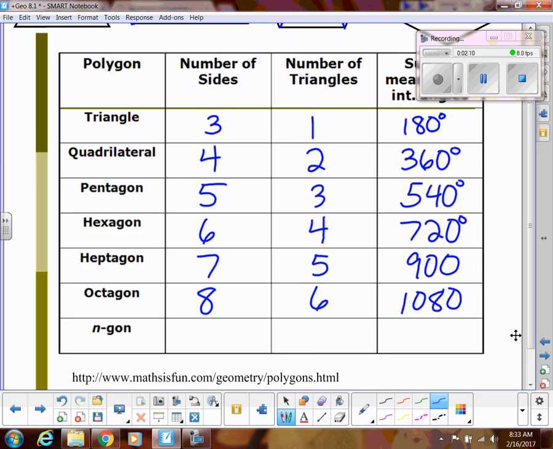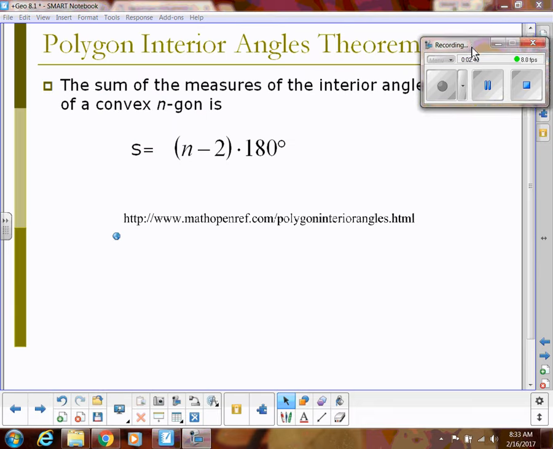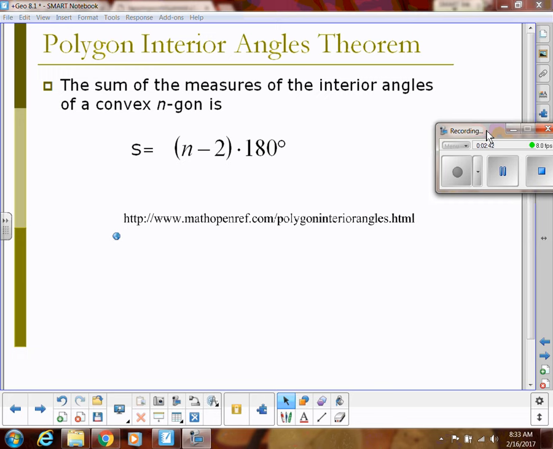So then what is the pattern? Whatever the number of sides, an n-gon has n sides, and the number of triangles, if you notice, is always 2 less than the number of sides. So we would have n minus 2. And then to get the degrees, we're just taking this number of triangles and multiplying it by 180. So that's what we use to find the sum of the interior angles of any convex n-gon. All right, so that's your formula that you're going to be using.